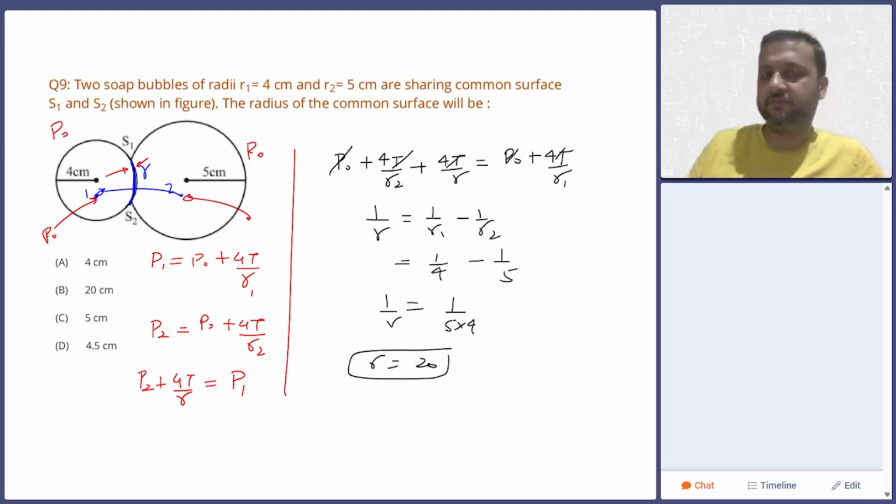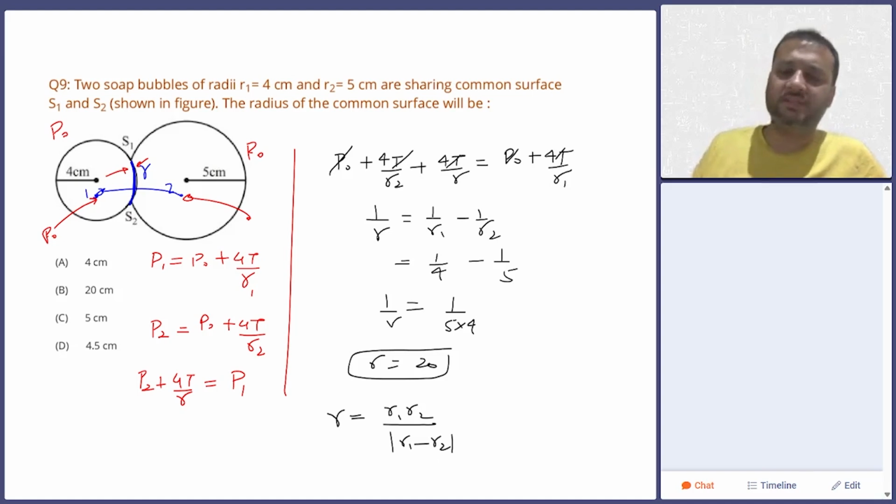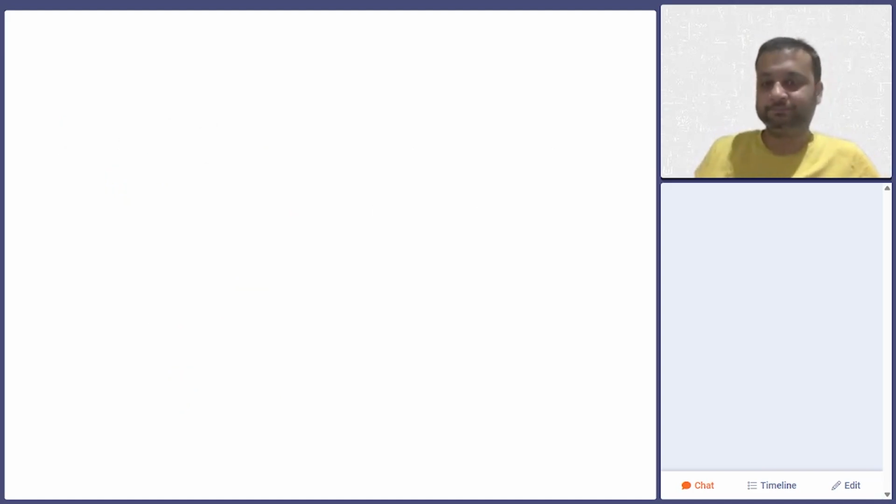Many students, they have memorized the formula also. If you have memorized the formula, the value of r comes out to be r1 r2 divided by r1 minus r2, or we can say larger radius minus smaller radius. So basically, r1 r2 divided by magnitude of r1 minus r2. So you can simply use this formula also if you want to memorize this, because this question has come many times.